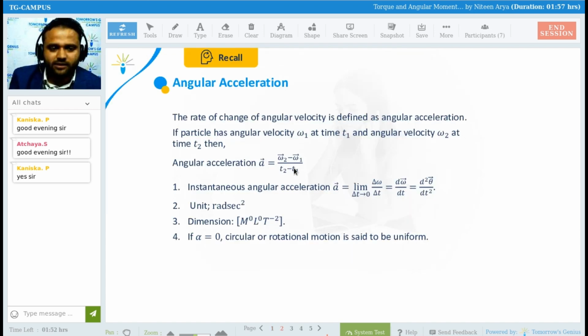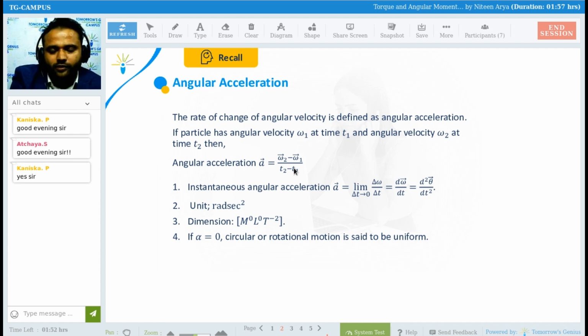As we know, angular acceleration. In the previous class we covered angular acceleration, angular velocity, the relation with linear velocity, and the vector product, I guess, right? So angular motion was the last class, and this class is torque and angular momentum. Clear, everyone? So this is your recall.